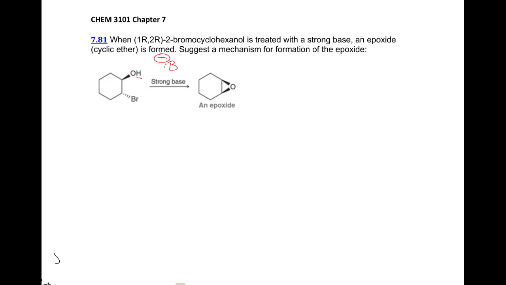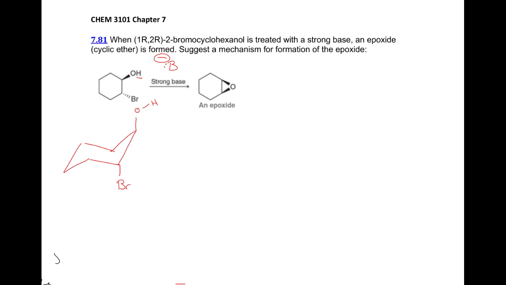So if I draw a chair of that cyclohexanol derivative, if this hydroxyl group is going to be axial, I could draw it like this. That would mean that this bromide, since it has a dash, has to be axial as well, because if we go up and down, they're both going to be axial if they're on adjacent carbons. So that means that this bromine is going to be down like that.